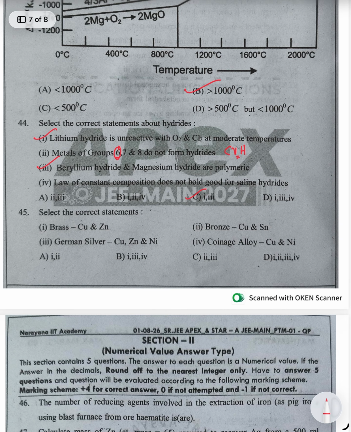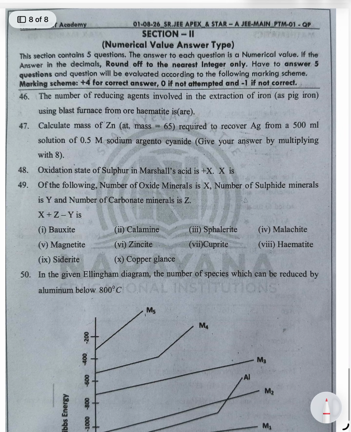Select the correct statements. Brass is a combination of copper and zinc. Correct statement. Bronze is the combination of copper and tin. Yes. German silver is copper, zinc, nickel. Correct. Next, coin alloys are copper, nickel. This is also correct. All are correct. Option D is correct.